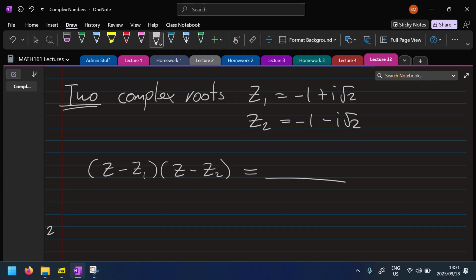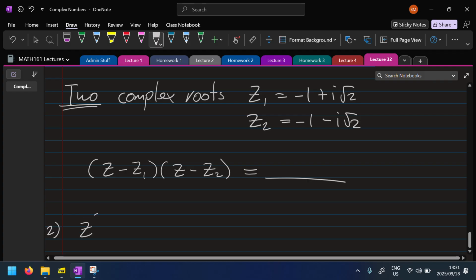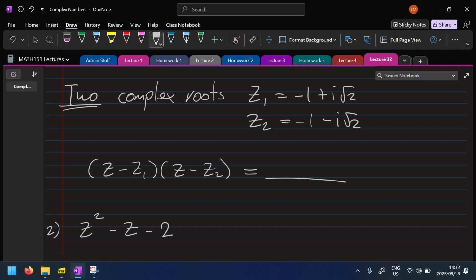Okay, number 2, we have Z squared minus Z minus 2. Quick check. Are we going to get complex solutions for this one? Check B squared minus 4AC. Check the sign of it. What do you get? So what do we get? 2 and minus 1.